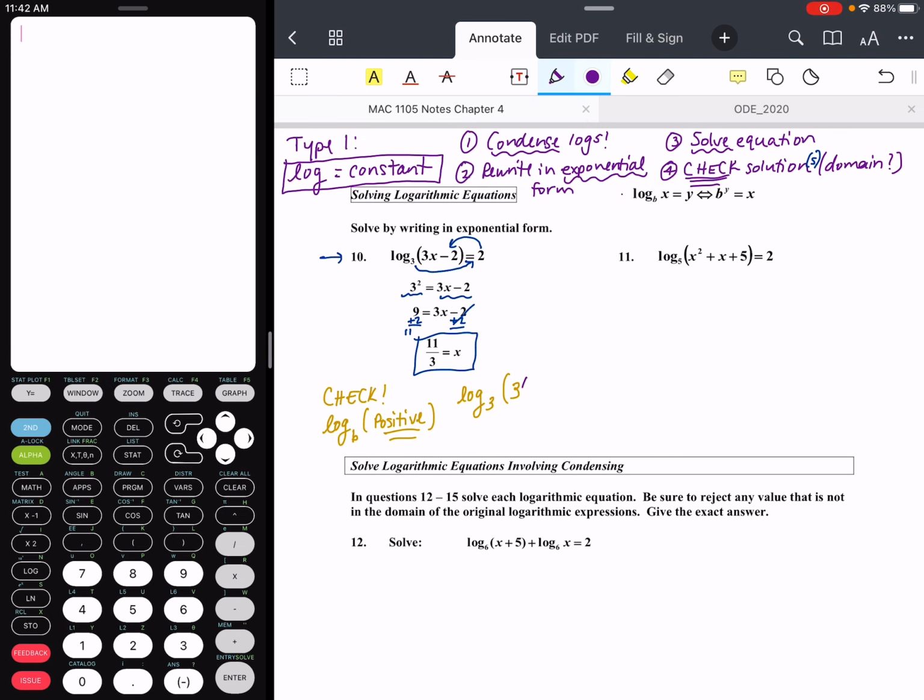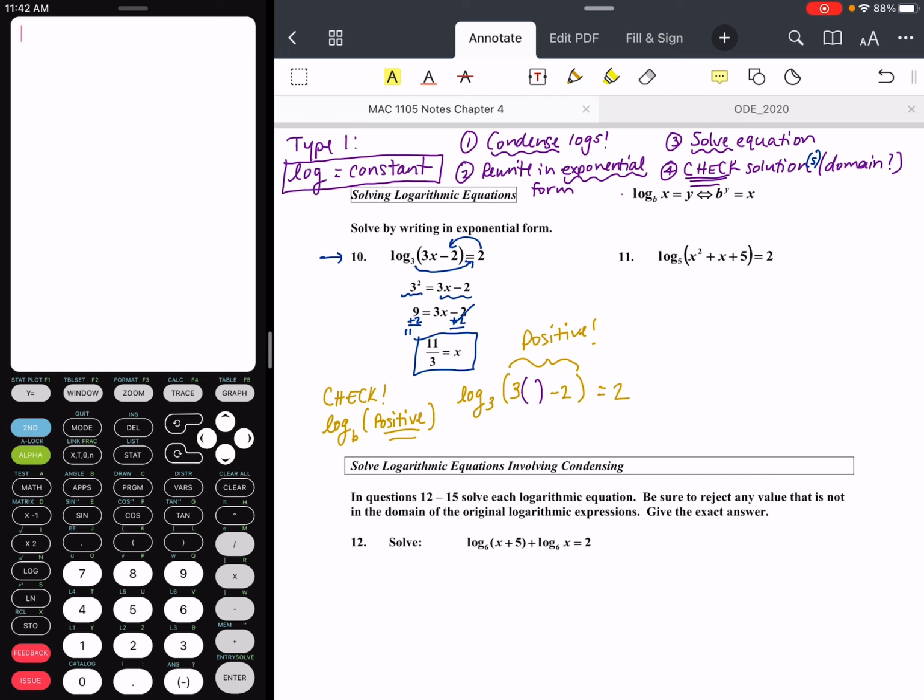Just going to put this in parentheses right now: 3 times x, minus 2. And I don't even care about that right side. We can write equals 2 for now. But really what I'm focusing on is I want to make sure this argument is positive.